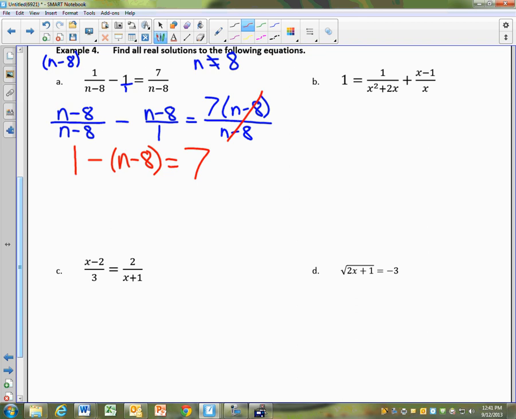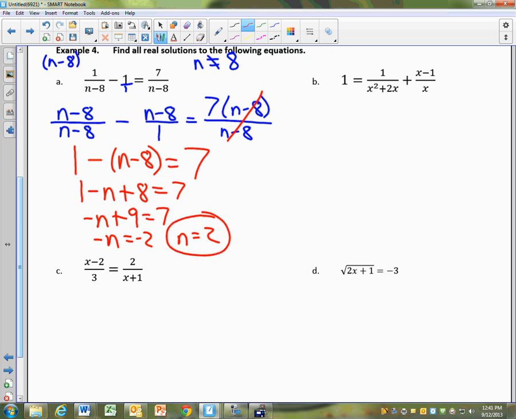And I can solve this pretty quickly. I'm just going to distribute my negative. I have 1 minus n plus 8 is equal to 7. Or negative n plus 9 is equal to 7. That makes negative n is equal to negative 2. So n is 2. N equals 2. Is that an okay number to come up with? If you wanted to check, you could plug it back in. In fact, 2 does work out. Okay? Questions on that?